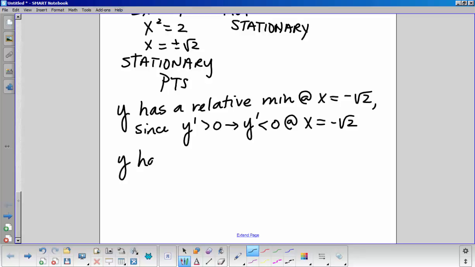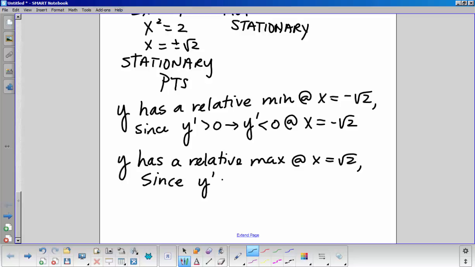Y has a relative max at x equals +√2, since y prime is less than 0, then y prime is greater than 0, when x equals √2. We already know that that's stationary. Stationary, right. Okay, so what about the endpoints?